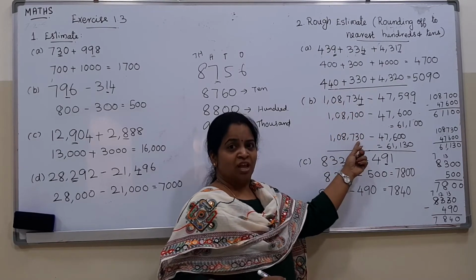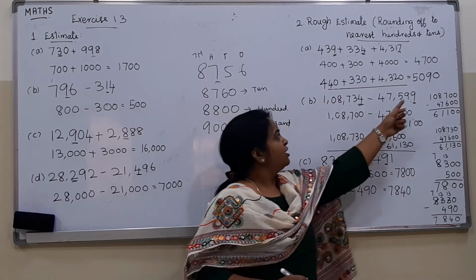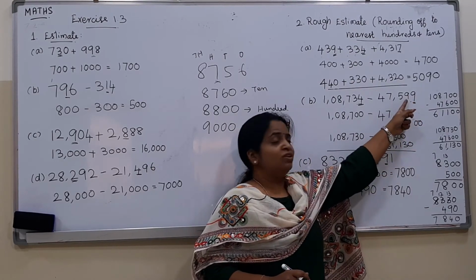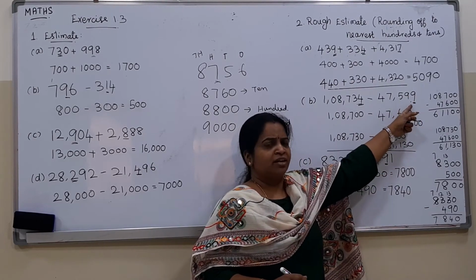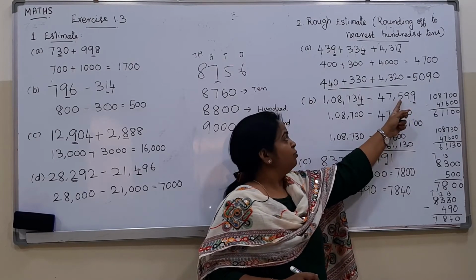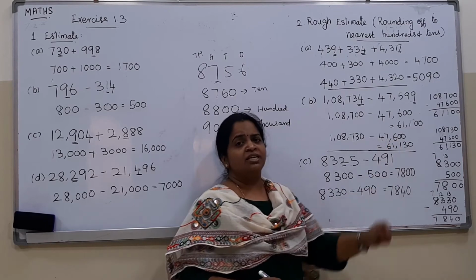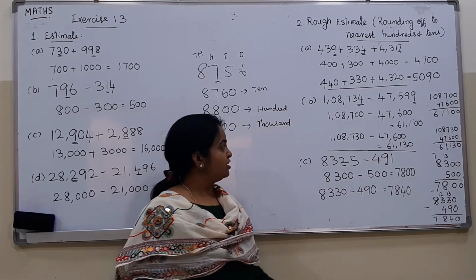1,08,730. Okay, minus here it is more than 5. So we are going to add 1 with this number. It is also more than 9, right? Now 9 plus 1, 10. It becomes 600. So 47,600. You got it, children?